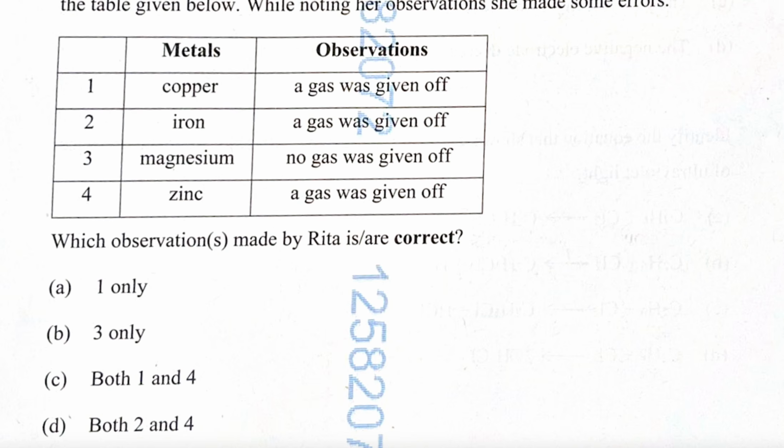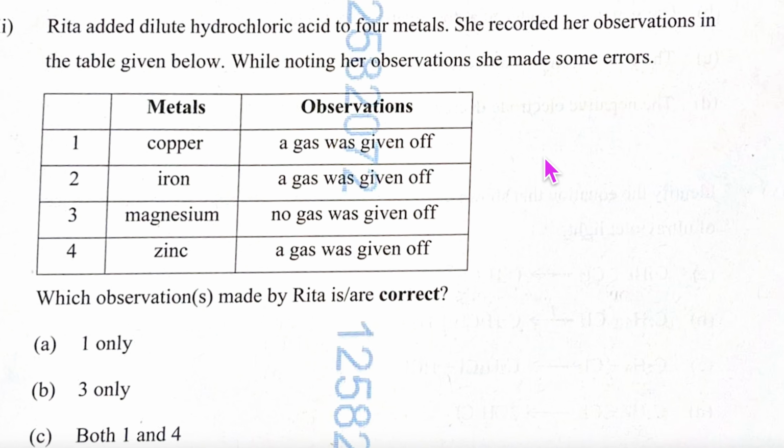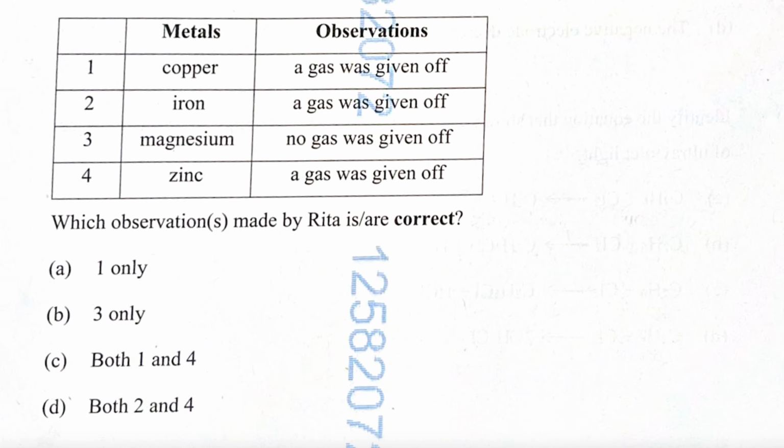So if I have dilute HCl only, right? Yeah, dilute HCl. So if I have HCl with copper, there will be no reaction. So this is wrong. Iron with HCl, a gas was given off, will be hydrogen, which is correct. Magnesium, no gas. Magnesium also will give hydrogen, so when they say no gas, that is wrong. And zinc, a gas was given off, that is H2. This is also correct. So 2 and 4 are correct. Where are 2 and 4? So D option is correct.